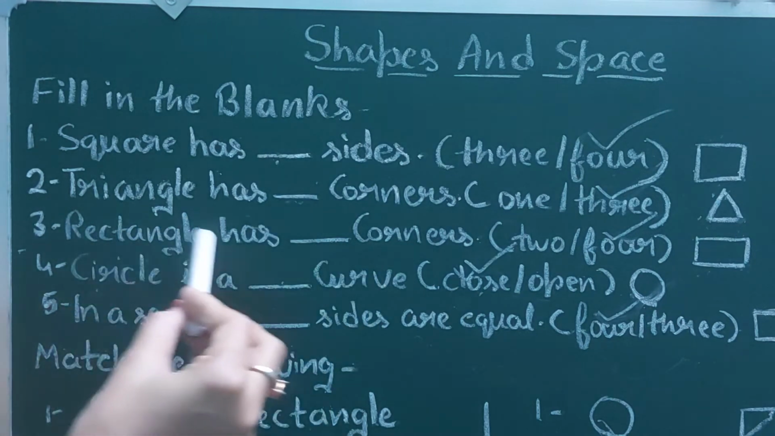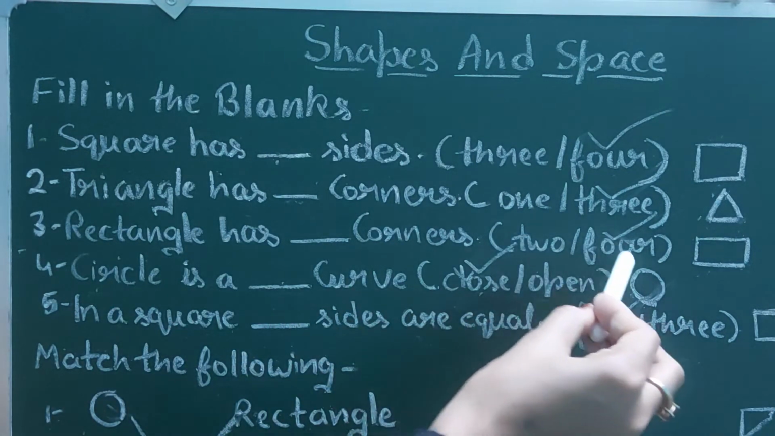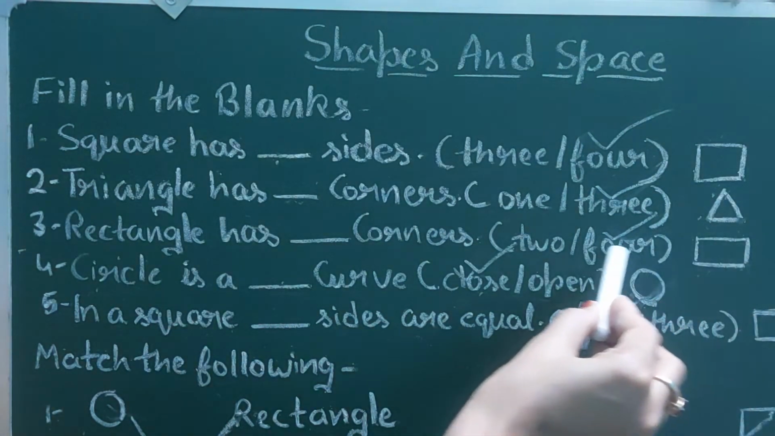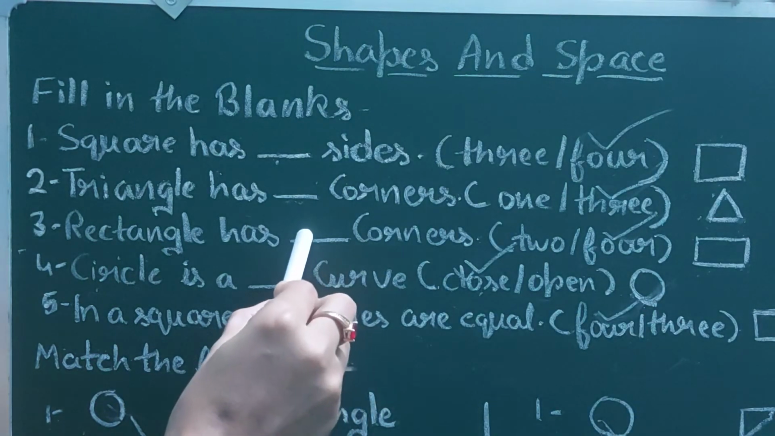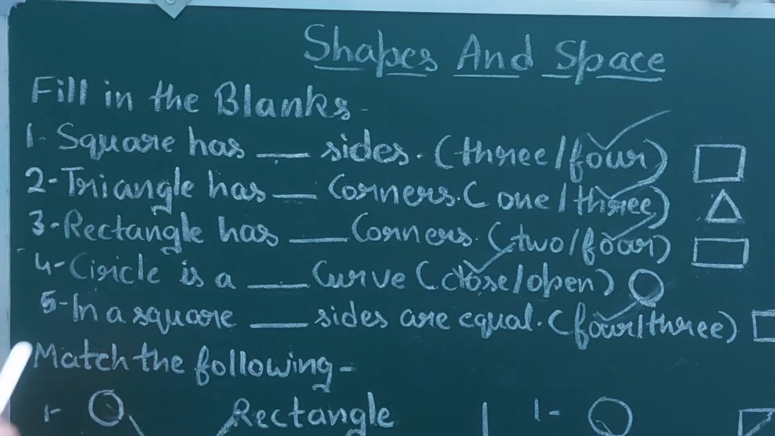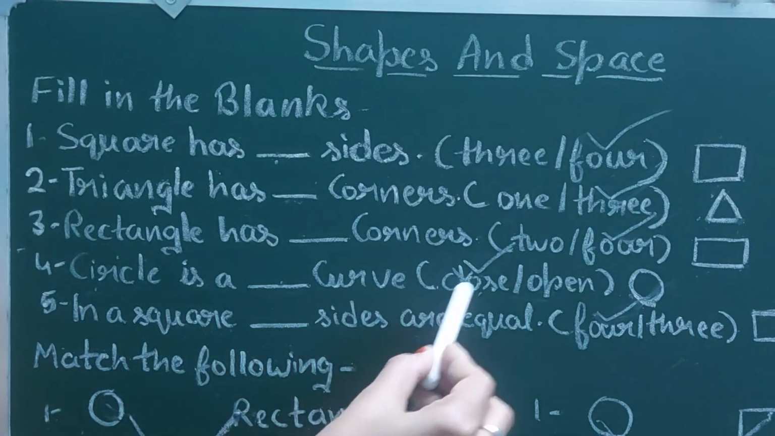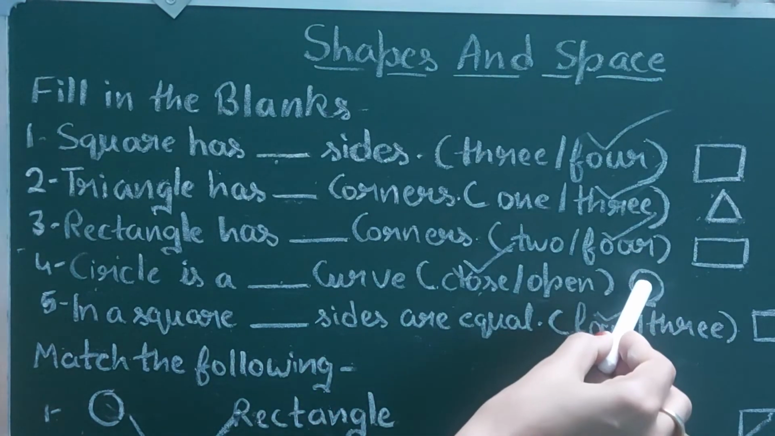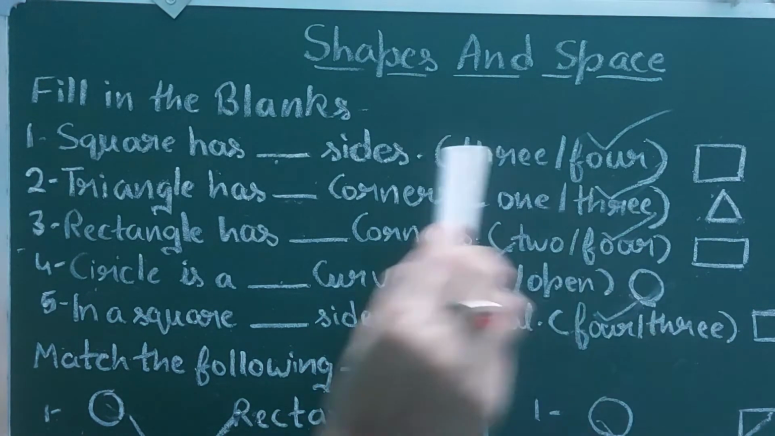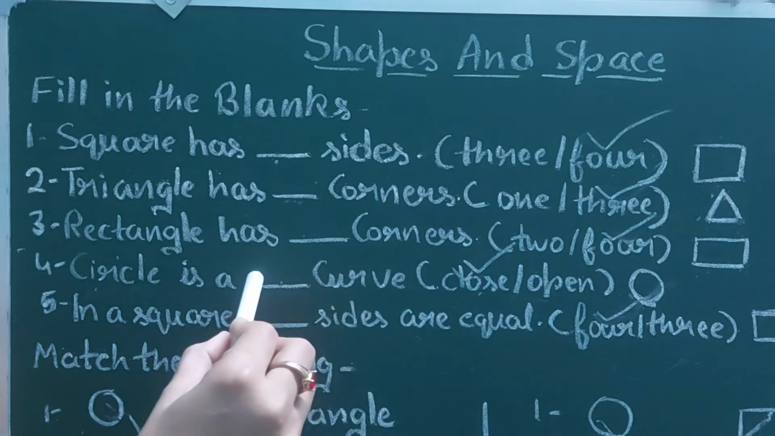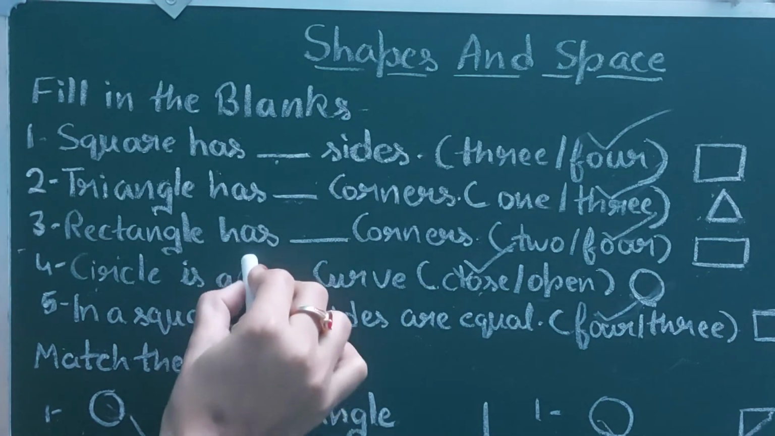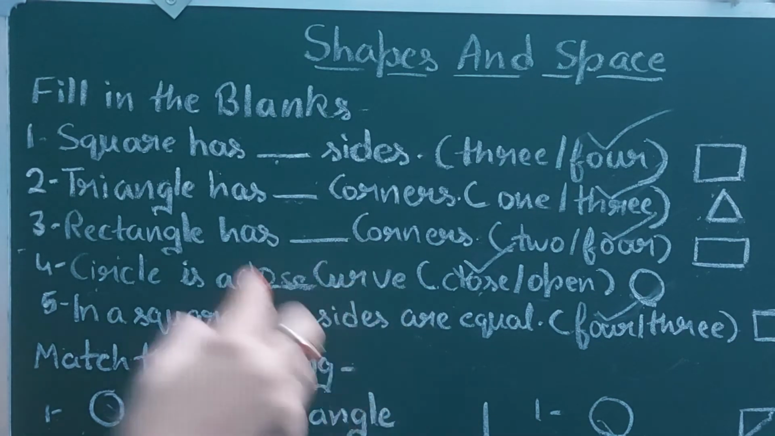Okay. Then rectangle has dash corners, 2 or 4. 1, 2, 3, 4. It has 4 corners. So we'll write down 4 in the space provided. The next is circle is a dash curve. Closed curve or open curve? So it is a closed curve. It's not open from anywhere. So close is the correct answer. So we'll write down close here.